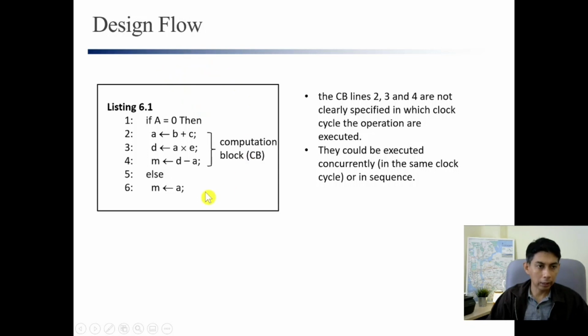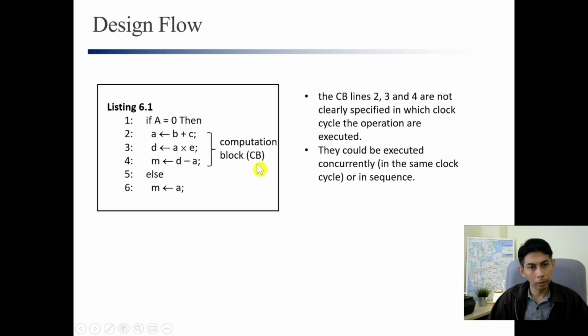So let's see this. This is called an algorithm in digital design. The algorithm can be in the form of equations like this. If a equals 0, then we do this: b plus c is transferred to a, a multiply e is transferred to d, and so on. But if a equals 1, then we do this. This is called a computation block, or in short CB.